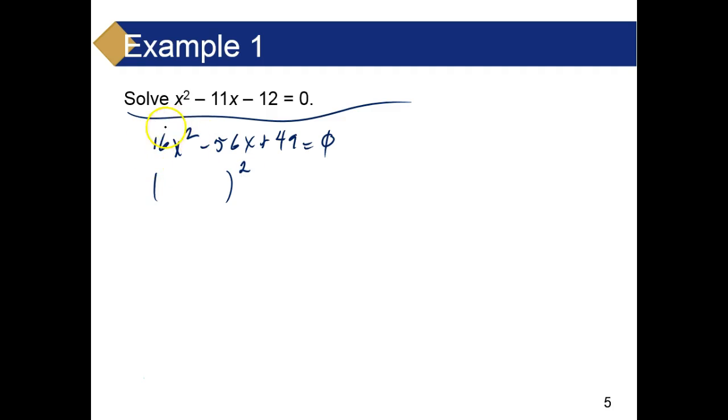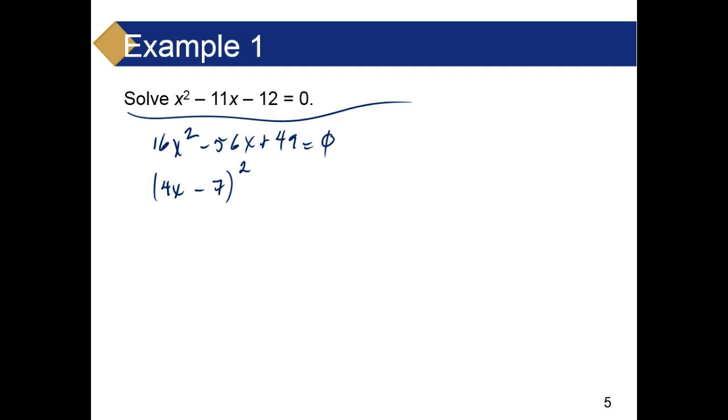The first term's a perfect square. The last term's a positive perfect square. So what's your guess? 4x minus 7. Okay. We hope that's going to be true. How do we check it? Square this one. 16x squared. Multiply them together, you get negative 28x. Double that, negative 56x. All right, and then positive 49.